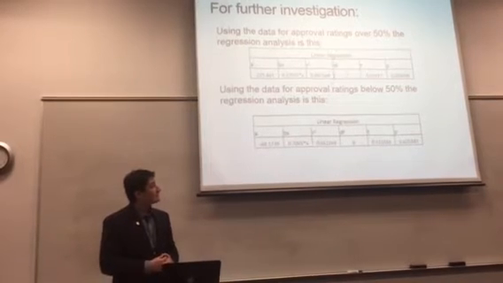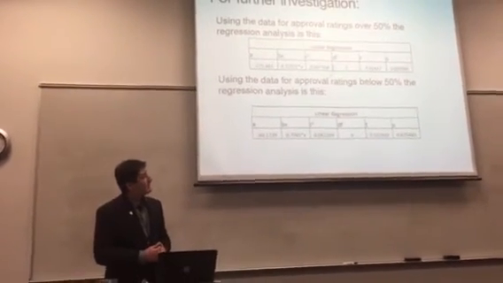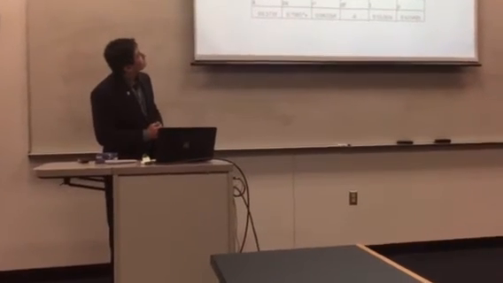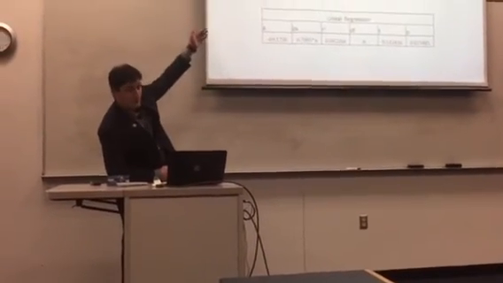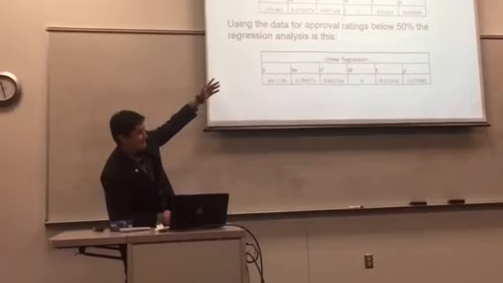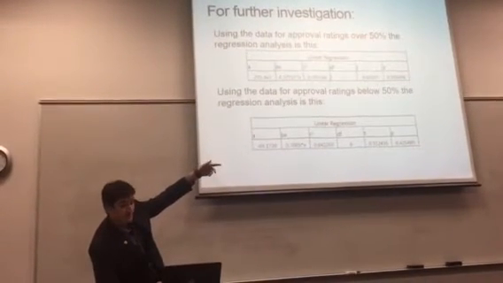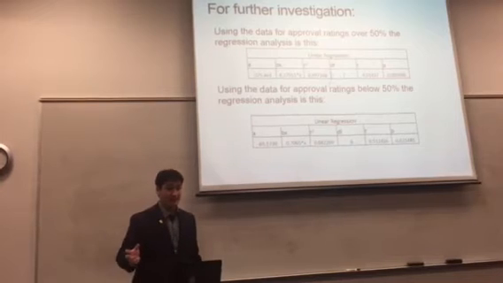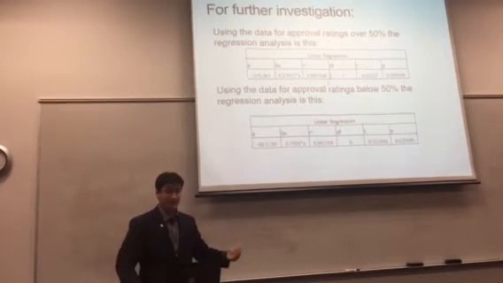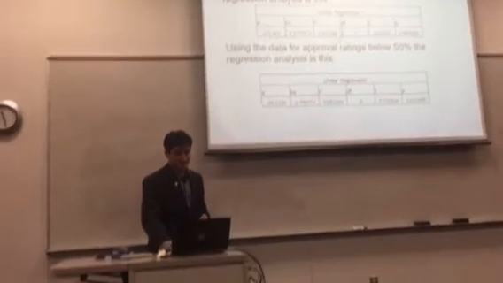Doing a t-test for model utility over here, I got the probability, excuse me, that was for over 50%. I don't know if I made that clear. I got a probability that the null hypothesis is false of 0.005, which means I can reject the null hypothesis that it's an improper fit with even more confidence than previously.